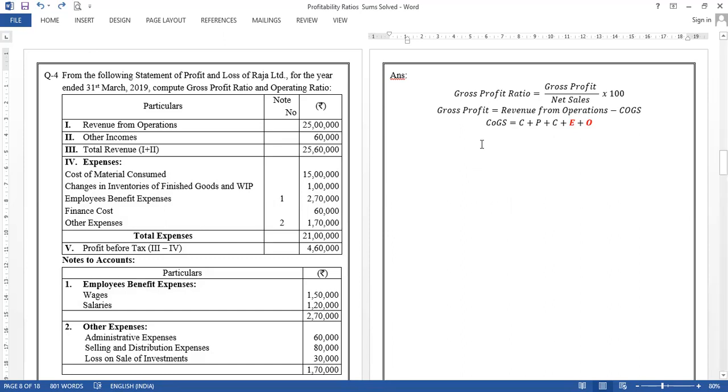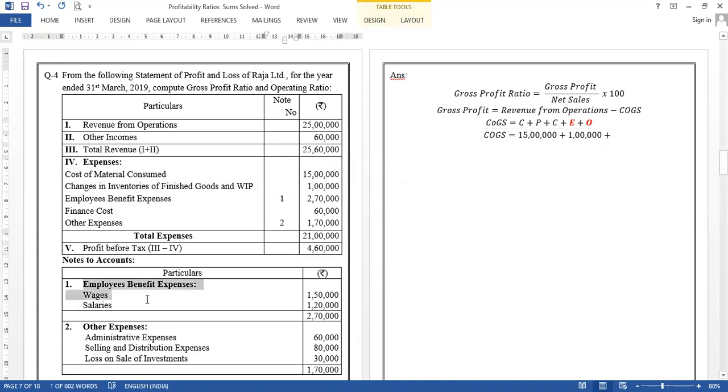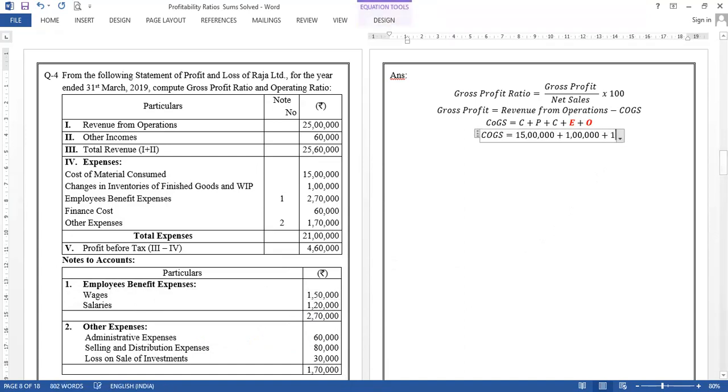So let us start working on COGS first of all. COGS will be equal to cost of material consumed, which can be seen as rupees 15 lakhs. Purchase of stock in trade is not there. Changes in inventories can be seen as rupees 1 lakh. Right? Employee benefit expenses. In employee benefit expenses, note number 1 is there. So let us see that note number 1, and we can see that wages and salaries both are included. Out of wages and salaries, wages is amounting to rupees 1,50,000. So I need to include that 1,50,000 over here.